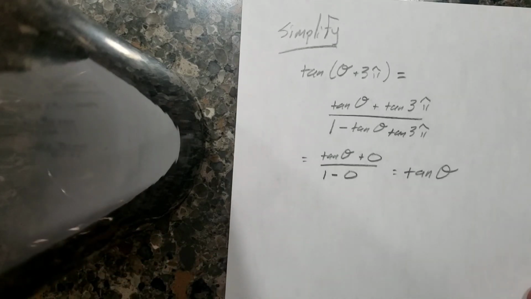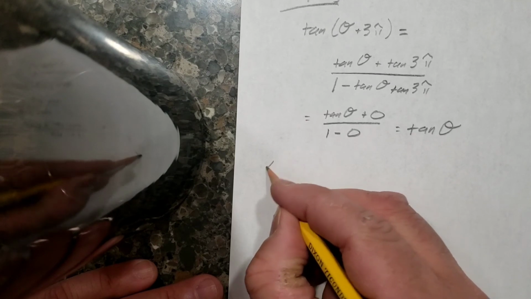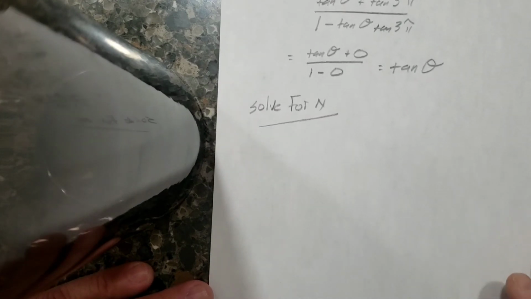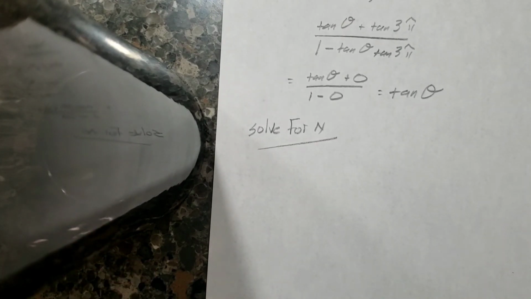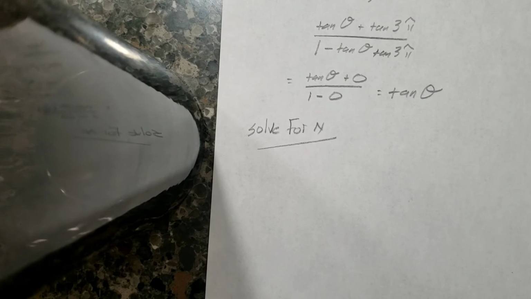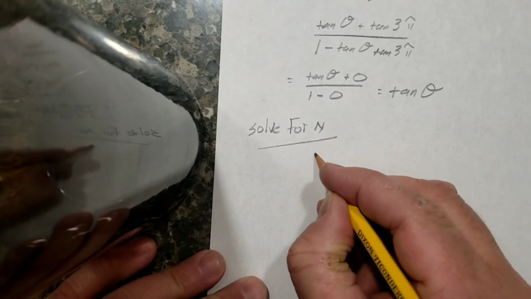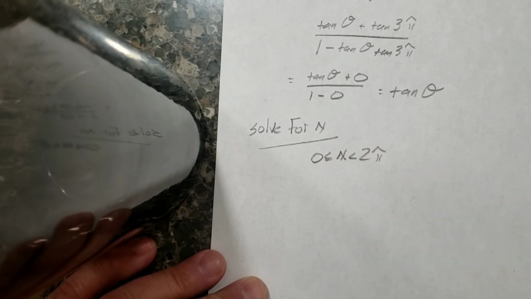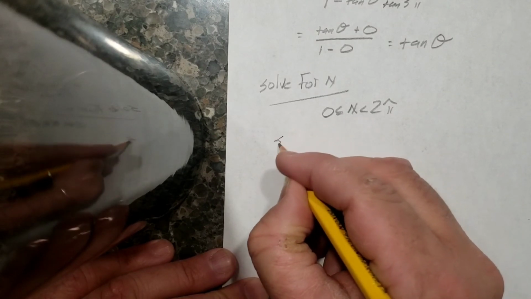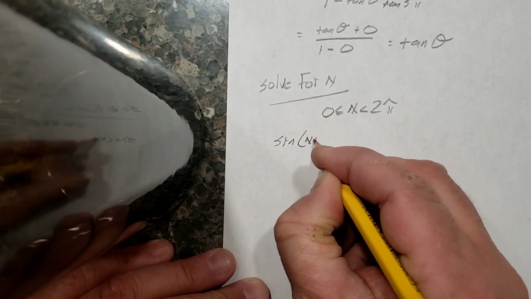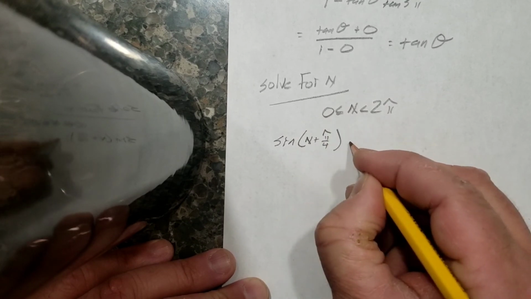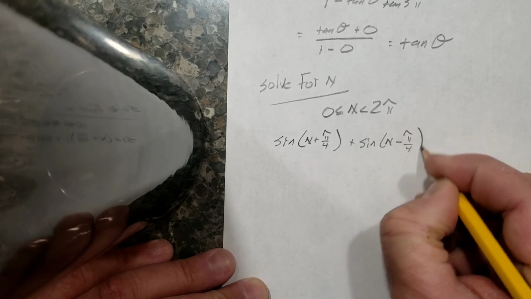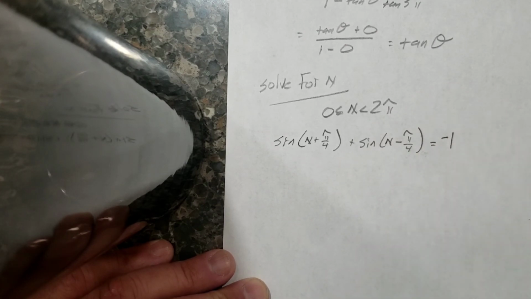Okay? I'm going to do one more for you. It's going to be a little more involved. We're going to put the directions, solve for x. So we're going to have x as an angle measure, and you're going to have to solve for that. I'll give you a domain, 0 less than or equal to x, which is less than 2 pi. Okay? And the equation is going to be sine of x plus pi over 4 plus sine of x minus pi over 4. And we're going to set that equal to -1.